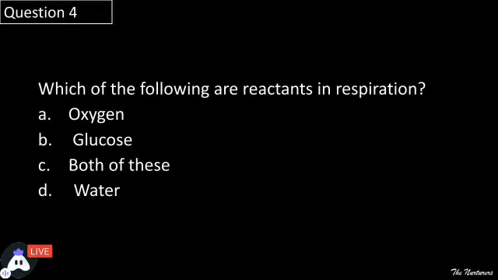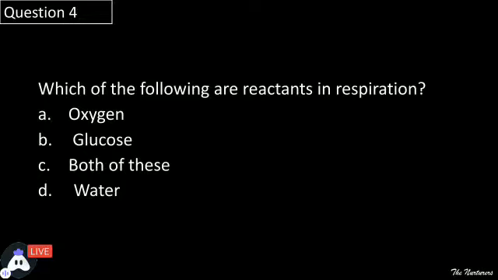Next, which of the following are reactants in respiration? Now what are reactants? Those which react in any reaction and then we get a product. So out of the four, which of the following are the reactants? A. Oxygen. B. Glucose. C. Both of these. And D. Water. Which things react in the process of respiration?